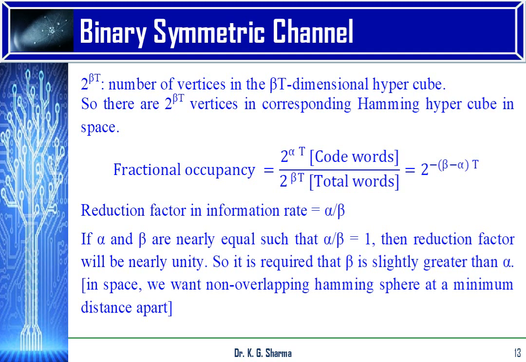When the ratio alpha by beta is nearly equal to 1, then the reduction factor will be nearly unity. So if beta is slightly greater than alpha, then the information rate will not suffer much and error correction or detection capability will also be provided to the receiver. In other words, we want non-overlapping Hamming spheres at minimum distance apart.